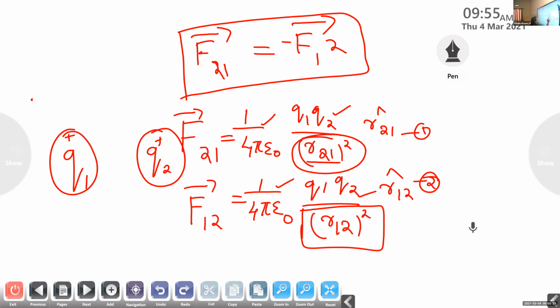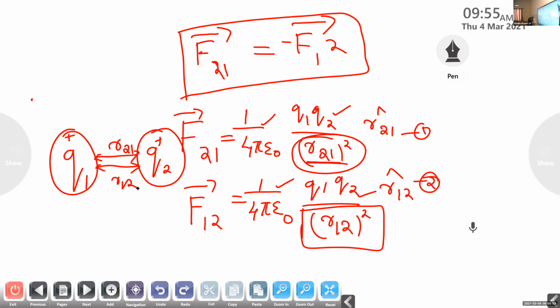What does this R21 indicate? Since these are positive charges, what happens? They experience a repulsive force. So Q1 is repelled from Q2 by a distance R21. Q2 is repelled by the charge Q1 over this distance. Similarly, Q2 is also repelled from Q1 by another distance. So when we look at these two distances, both of them are equal.